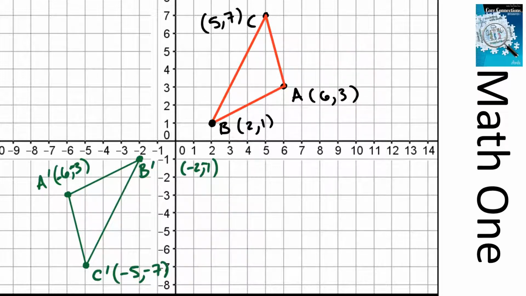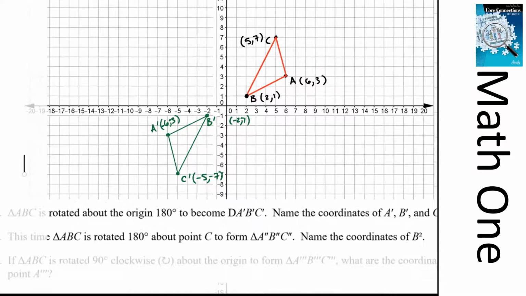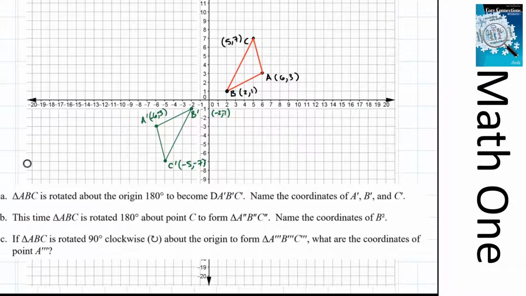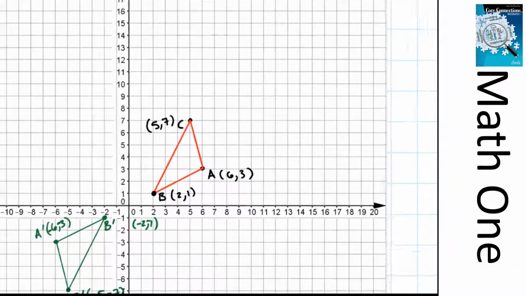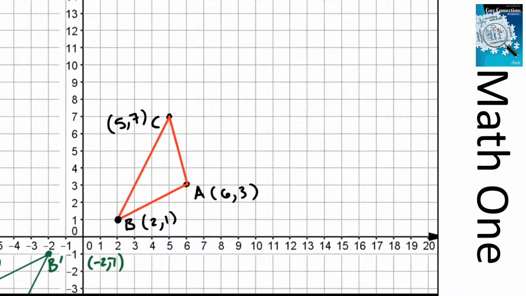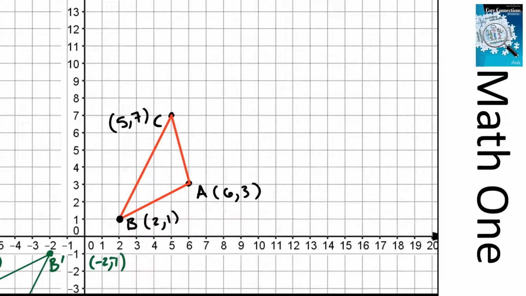Next, part B, and I guess I'm going to have to zoom out to read that. Part B says this time triangle ABC is rotated 180 degrees about point C. Okay, so before I did about the origin, now I'm going to rotate 180 degrees about point C to form triangle A double prime, B double prime, C double prime. I remember this is why I have this large piece of graph paper, because this is what happened last year. So my point of rotation is now here at C, and I'm going to use the blue pen this time.